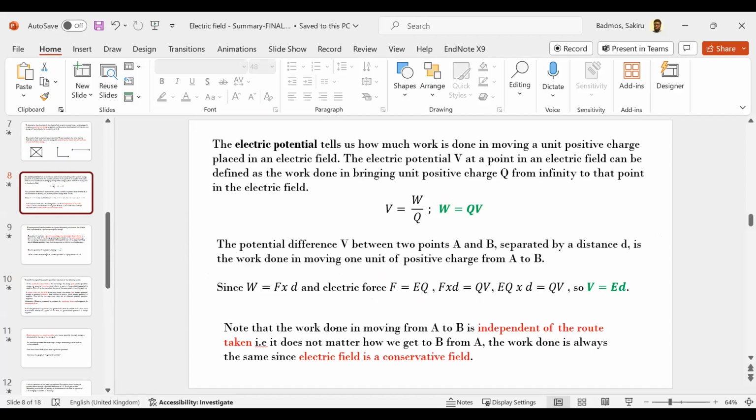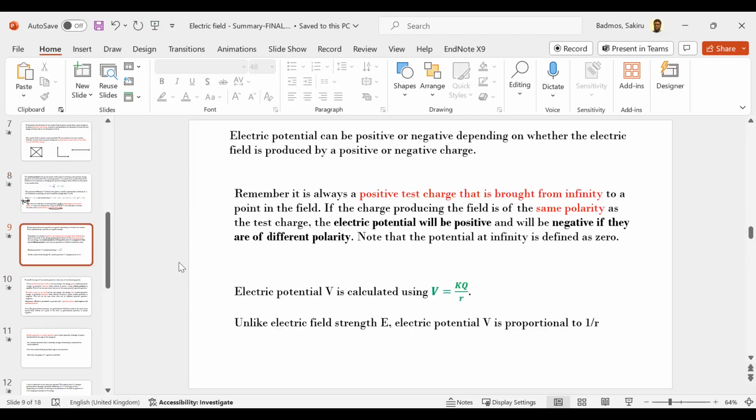Now, note that the work done in moving from A to B is independent of the route taken. That is, it does not matter how we get to B from A. So the work done is always the same since the electric field is a conservative field. That's the reason. So it means that if we are going from A to B, even if you go from this point to this point and then to that point, it doesn't matter. What is important is the work done in moving from A to B, provided we move from A to B, will be the same, irrespective of the routes taken.